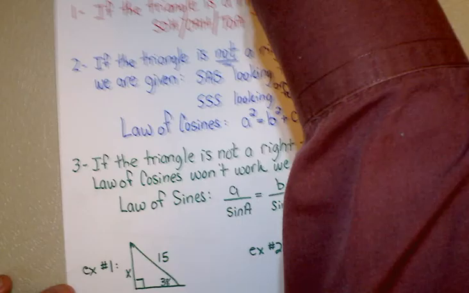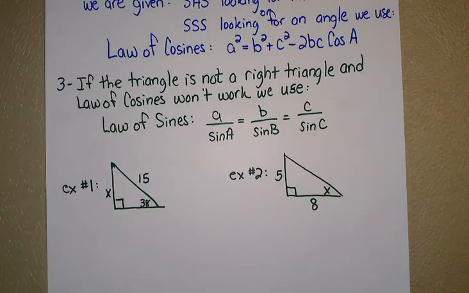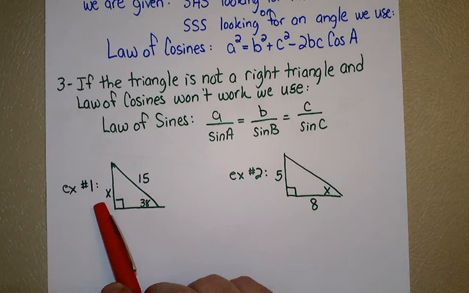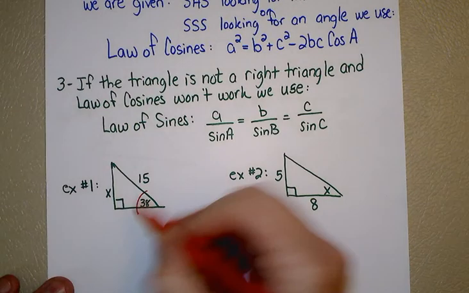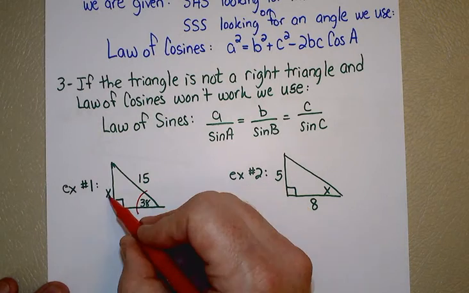So we're going to go right to my first couple of examples. We start out with, I'm given a right triangle and I'm missing a side. So since I'm given a right triangle, I'm going to use SOHCAHTOA. To determine which one I use, I'm going to take the triangle from the angle that's given, and from the angle, this side is the opposite and this side is the hypotenuse. So that means we're going to be using sine.